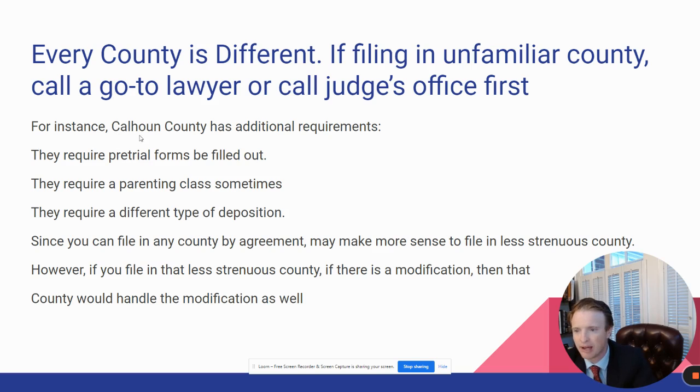So for instance, Calhoun County has pretrial forms to be filled out. They require a parenting class sometimes. They have a different type of deposition than what I've got there. So each county is going to be different. What I went over is Etowah County specific.